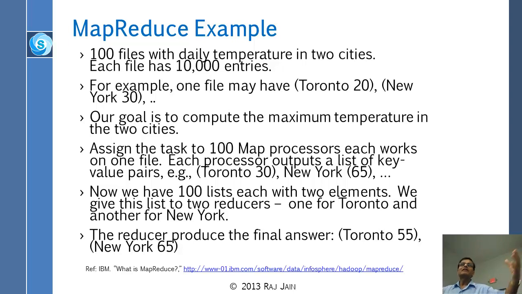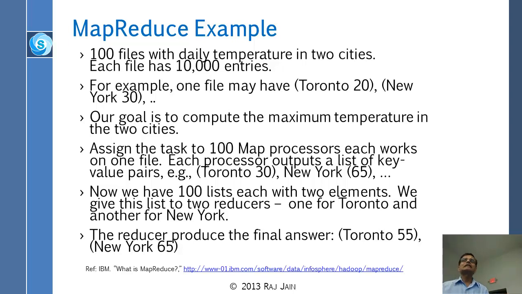And then what do we do? We take those 100 numbers and find out the maximum of those. That is the reduction process. So, each of them outputs a list of key value pairs. For example, the first one could say Toronto 30, New York 65. Now, we have 100 key value pairs, at 200 in this case, with 100 mappers. We give this to two reducers, one for Toronto and another for New York. The Toronto one will take the Toronto values and come up with Toronto 55, and the New York one will come out with 65. So that's your final result after going through so much work.